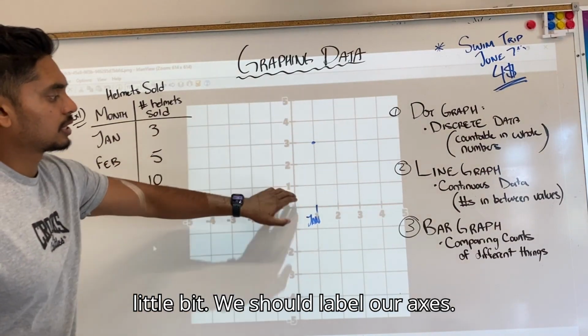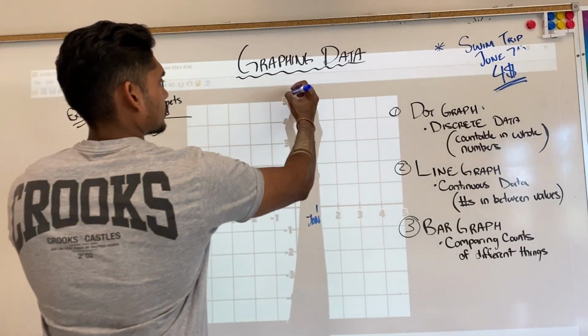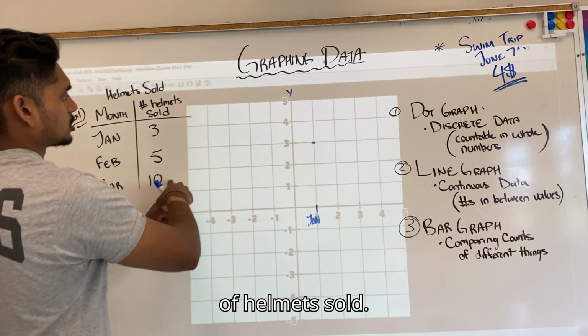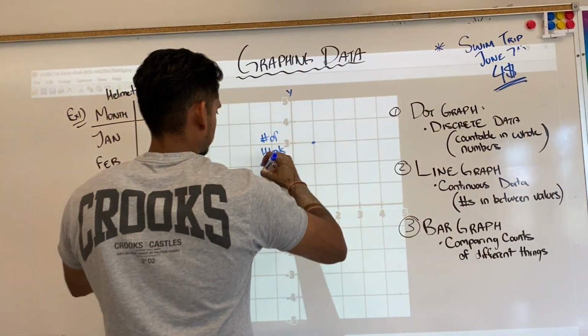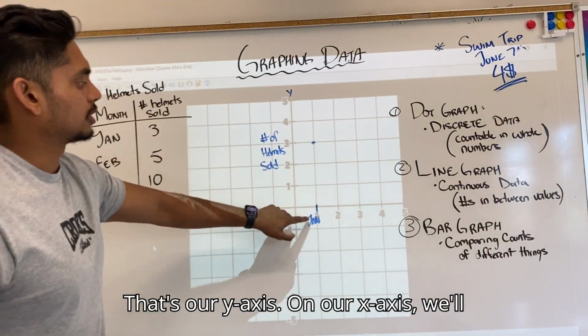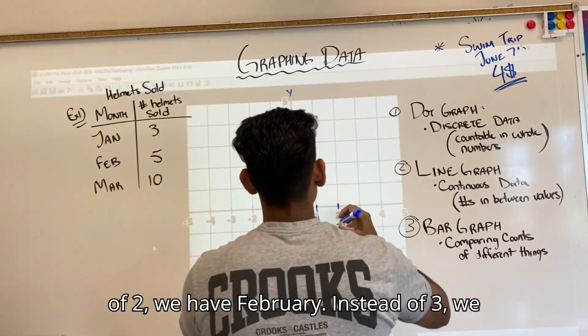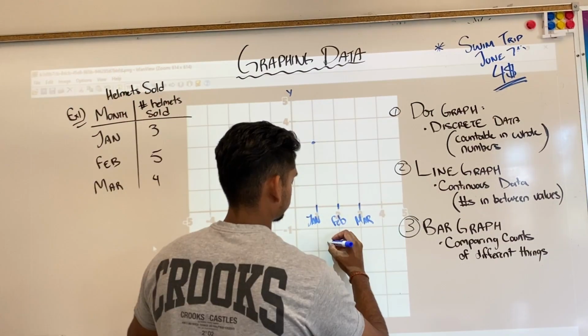We should label our axes. Let's label here. This is our y-axis. So on our y-axis, we're gonna have number of helmets sold. Okay, that's our y-axis. On our x-axis, we'll have the months, so we'll have time. Okay, so instead of 1 we have January, instead of 2 we have February, instead of 3 we have March.